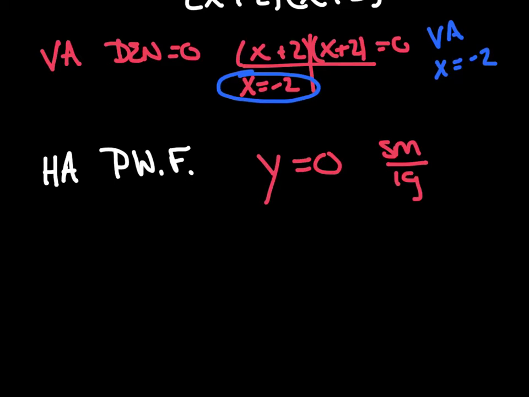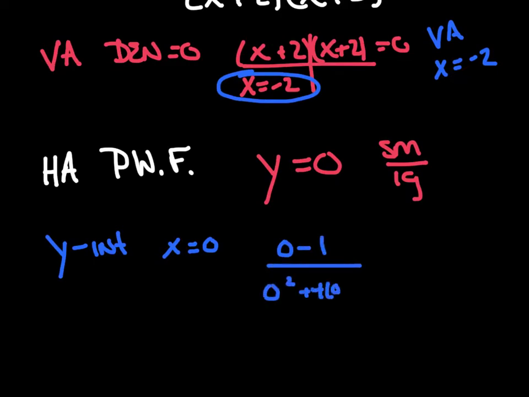All right, now time for the intercepts. I think the y-intercept is easier, so I'm going to do that one first. A y-intercept meant x equals 0. So all I'm going to do is substitute 0 into x. So I get 0 minus 1 all over 0 squared plus 4 times 0 plus 4, negative 1/4. Okay, and again, that's my y-intercept.